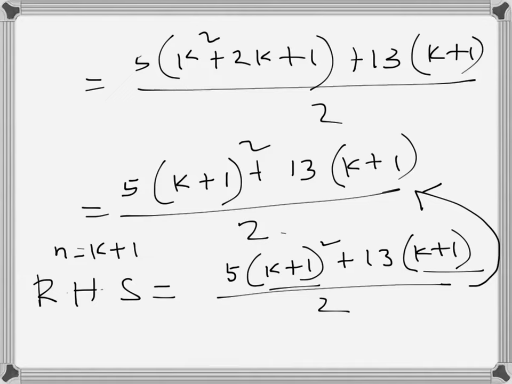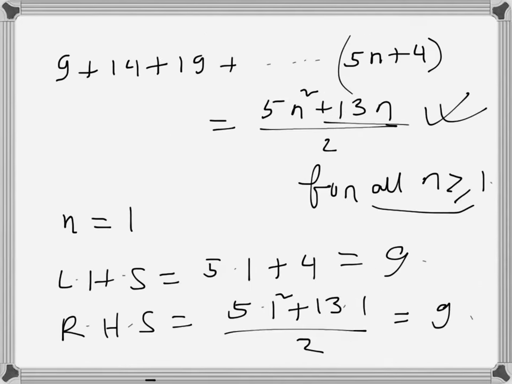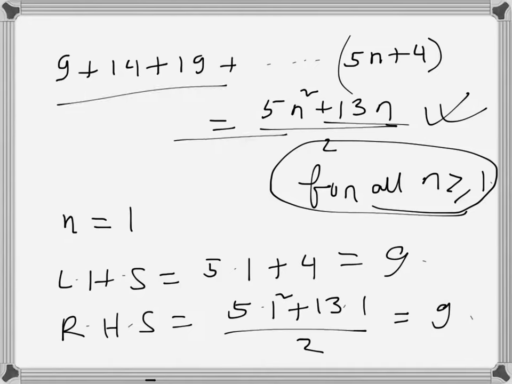So we have shown that the left hand side is equal to the right hand side for n equal to k plus 1 when the relationship is true for n equal to k. So substituting k with any integer, we can show it's true for all n greater than or equal to 1, because we started by showing that when n is equal to 1 the relationship is true. So we have proved the relationship using mathematical induction.